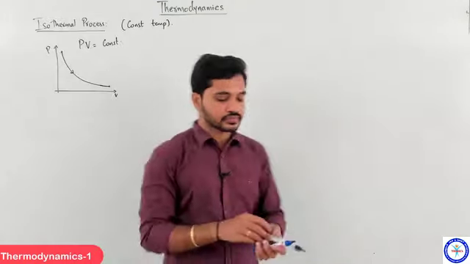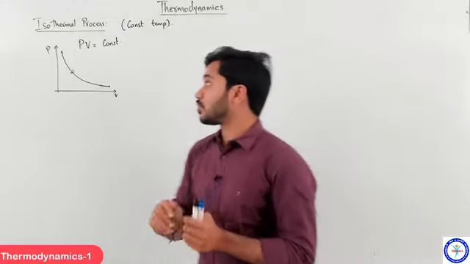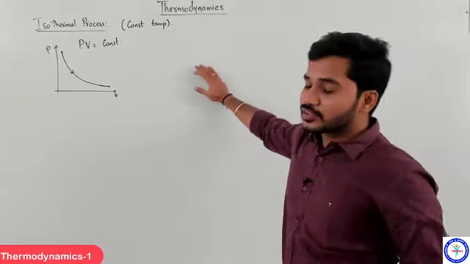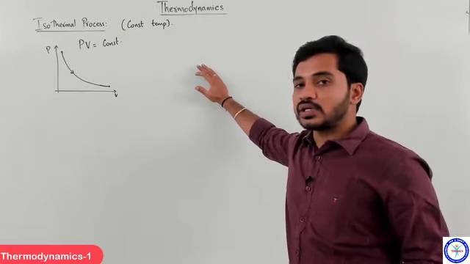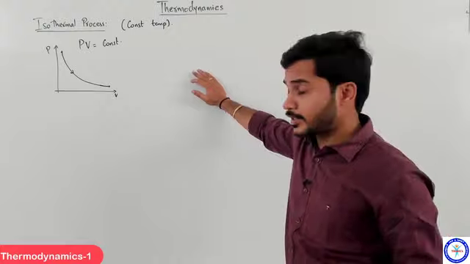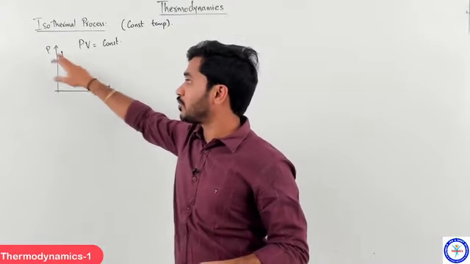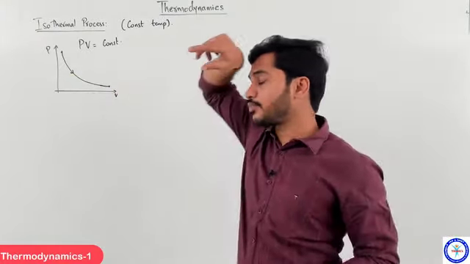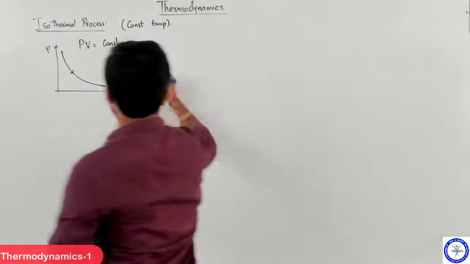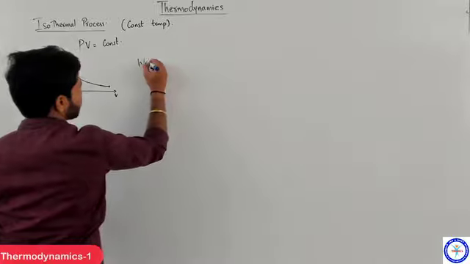Clear, students? Okay, students, now we'll discuss the isothermal process, right? So PV is constant is how we write the process equation, correct? So temperature will remain constant, and PV is equal to constant can be represented on a graph like this, correct? So a hyperbola.